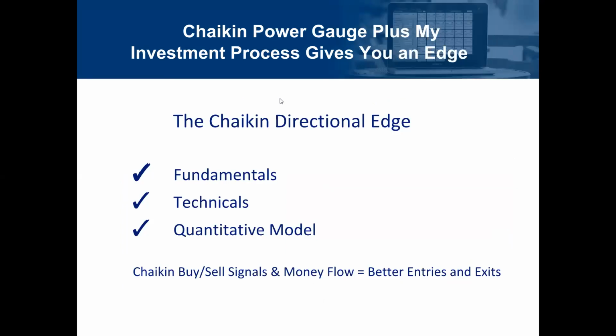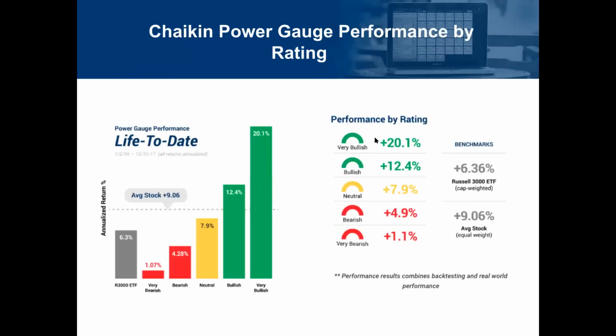So if we combine the Chaikin Power Gauge with my investment process, that gives you a directional edge, putting the fundamentals together with the technicals into a quantitative model, and then using our signals and Chaikin money flow to find better entries and exits. That gives you the directional edge that you need regardless of the market environment.